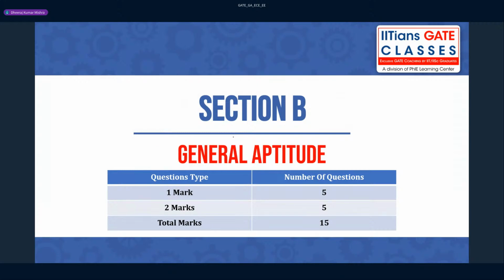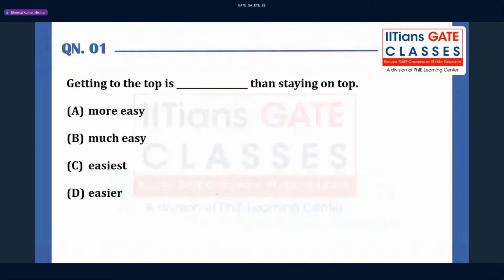Chalo. So in general aptitude, again 10 questions we will solve. So what is the first question, guys? Question is from English. Instrumentation branch, GATE 2021, the very first question. Getting to a top is dash than staying on a top.